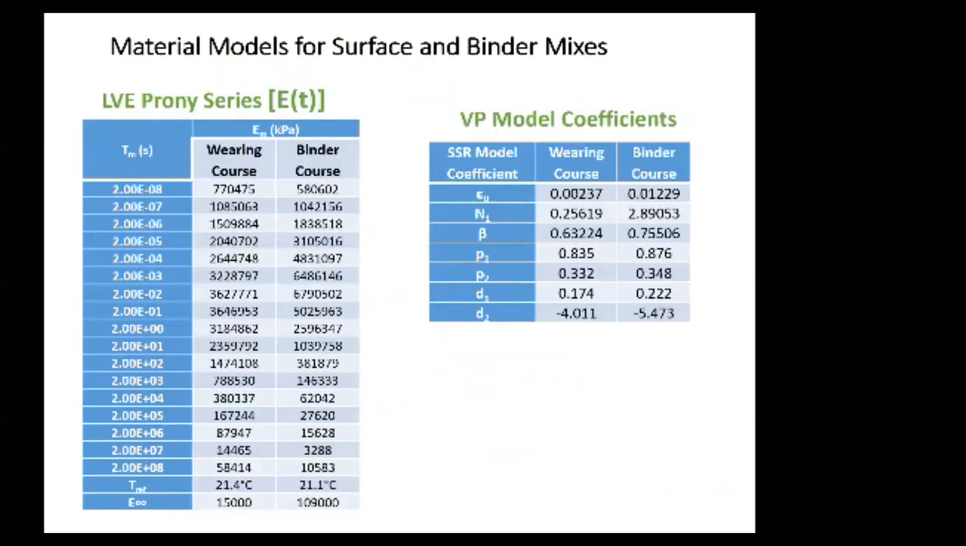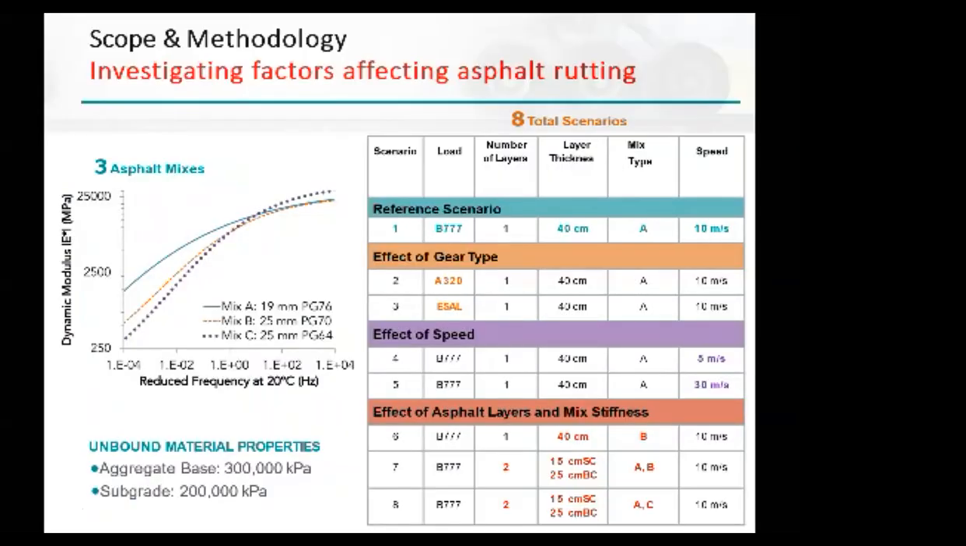So we tested the mixes in dynamic modulus, converted them to relaxation modulus, got the Prony series for both the wearing course and the binder course, or the mix of the wearing course and the mix of the binder course. And for the SSR model, the shift model, we got the coefficients for the wearing course and the binder course. So now we have complete material models for the mix in the surface layer and the mix in the binder layer. We move on now.